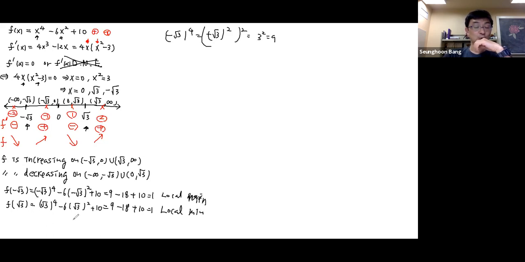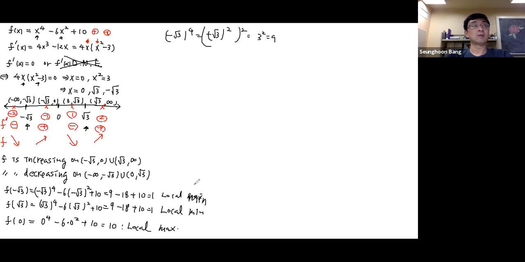One more: we have a local maximum at 0. The graph is increasing and then decreasing here. You calculate f of 0, which is 0 to the power 4 minus 6 times 0 squared plus 10. We have 10. This is a local maximum. This is like number 1, number 2, number 3.